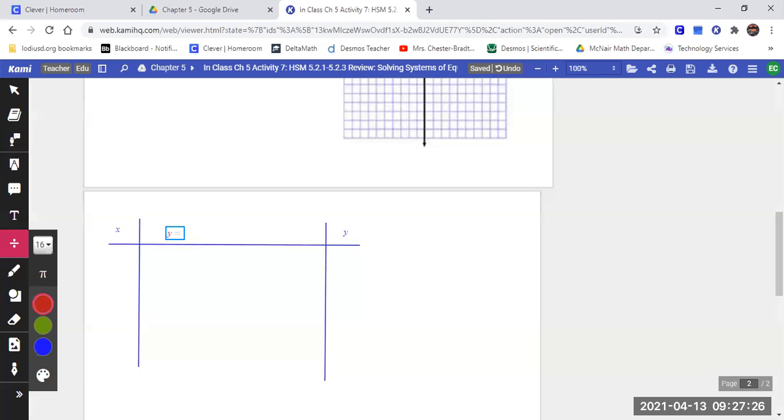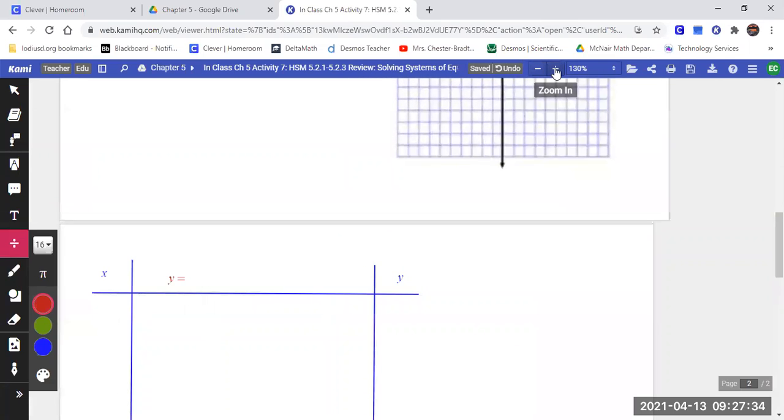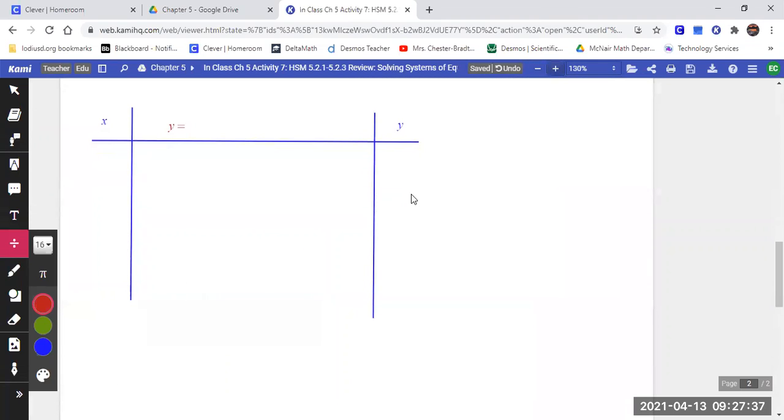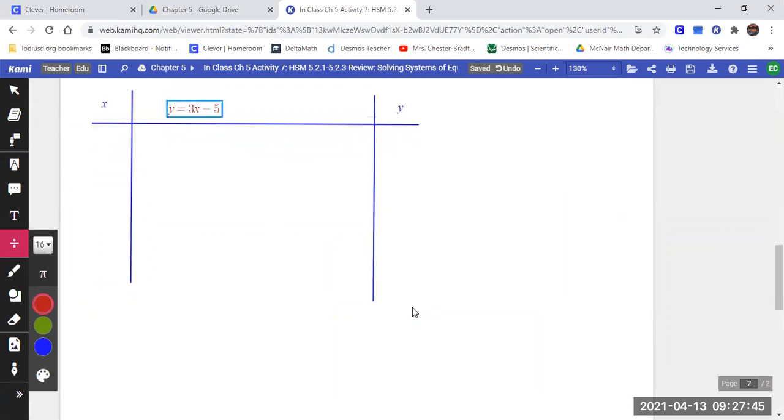So I'm making the table at the bottom because I can't fit. If you are making your table right next to the problem, that's fine. Remember, you have 2 tables to make, one for each equation. Thank you for that. Y equals 3x minus 5 is the first one. What about my second one?